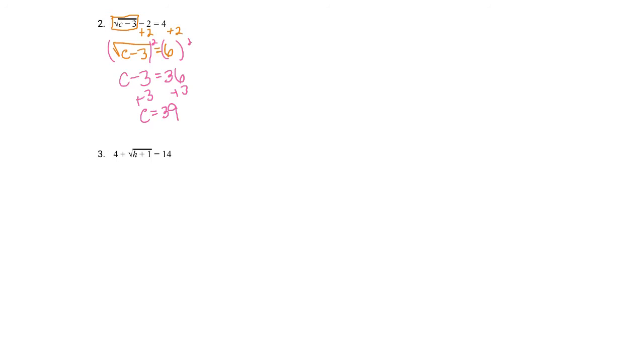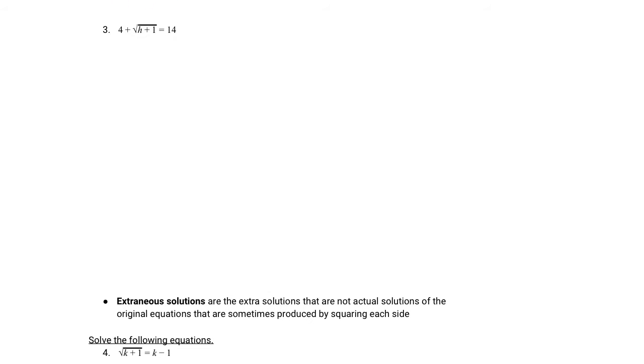You can test that and make sure it's true. So we have the square root of 39 minus 3, minus 2, might be 4. Well, that's the square root of 36 minus 2 might be 4. That's 6 minus 2, and that's indeed 4. We did it! Hooray! Now it's your turn. Part 3 here. Do it.